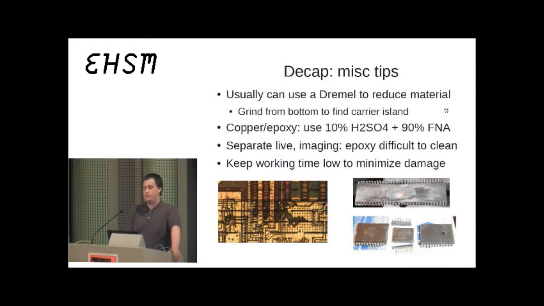Also, one thing you might run into is that some chips, for one reason or another, use some copper. The most common way of dealing with that is to use 90% fuming nitric acid with 10% sulfuric. Essentially, the sulfuric will passivate the copper while the nitric eats at the epoxy. You'll still get a little bit of corrosion, but much, much less than you would have otherwise.